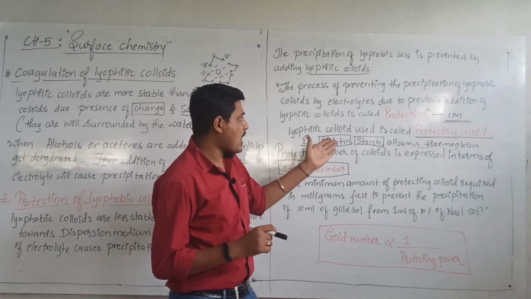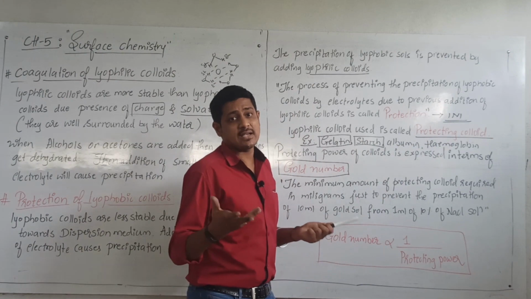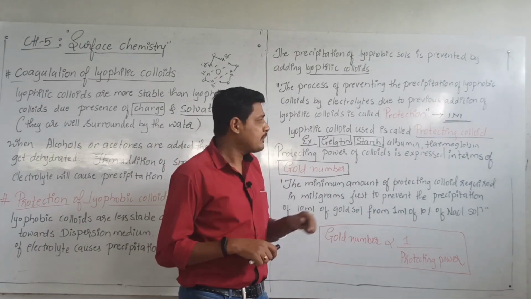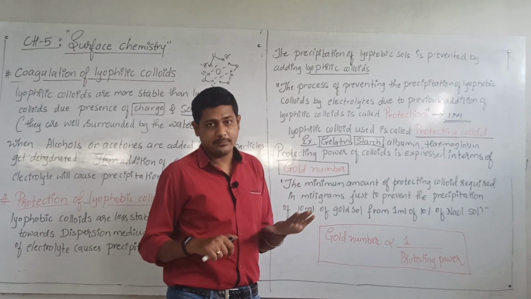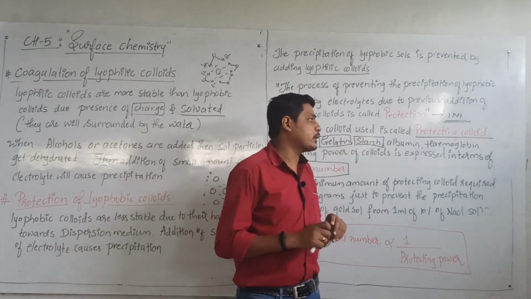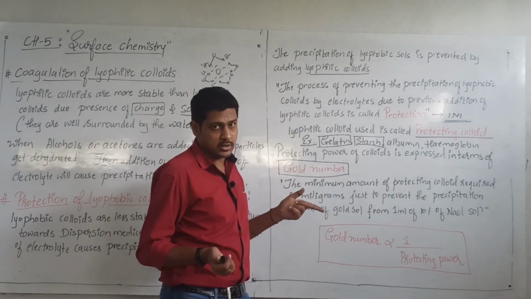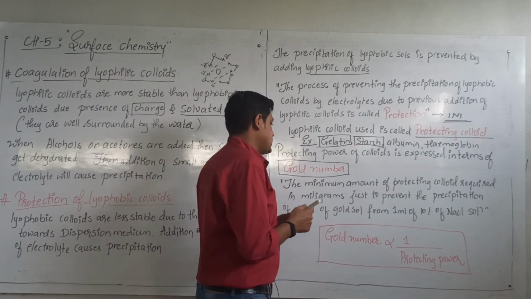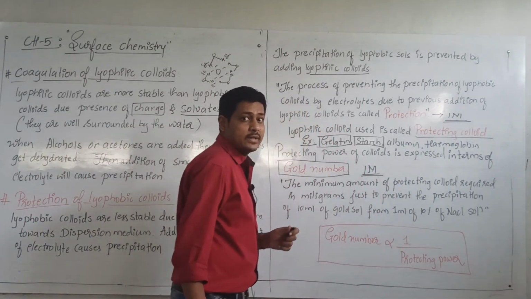Okay, now here I have written 4 examples. Among these 4 examples, which has the higher protecting power? It is gelatin, which has the higher protecting power. So the protecting power of each lyophilic colloid is expressed in terms of gold number. Again, a 1 mark question: define gold number, or what is gold number?